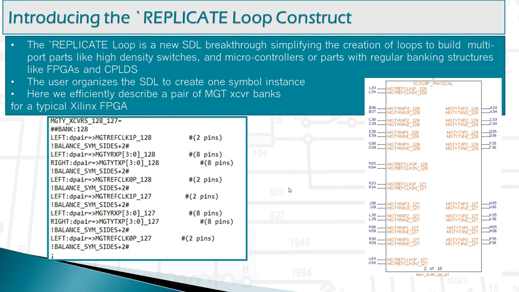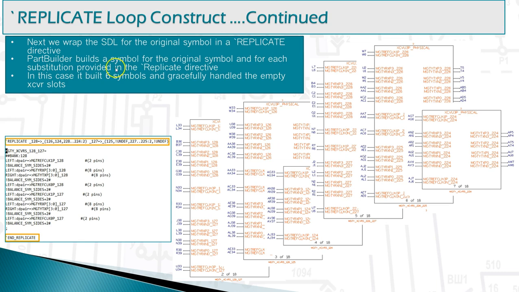With replicate, we wrap the SDL for that symbol with a replicate directive. This says replicate with change 128 to 126, 124, and it even does ranges, 228 down to 224 by 2, and then take any 127 and replace it with 125, undef, which means it might not exist, 227 down to 225, and undef, and then we end the replicate.